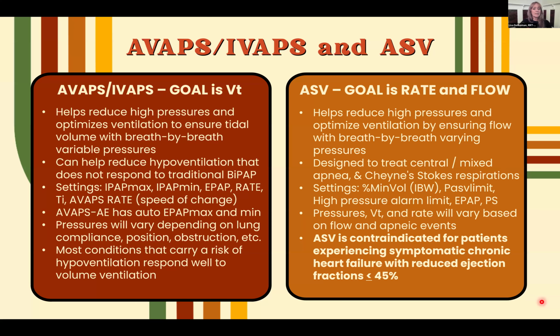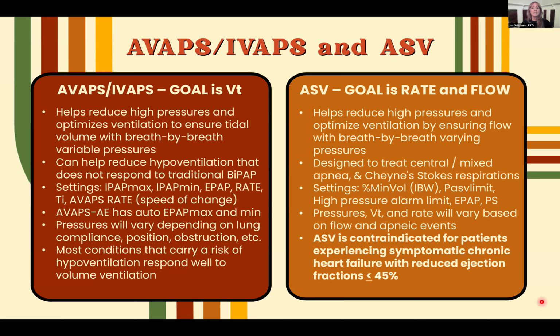You set IPAP max, min, EPAP. Rate is set unless you're using AE, which is auto EPAP, so you can set a range, rate, inspiratory time, and then on the AVAPS machines, they have AVAPS rate, which just tells you how quickly it's going to make changes. Most hypoventilation situations do respond well to this, especially if you're creeping up into high pressures.